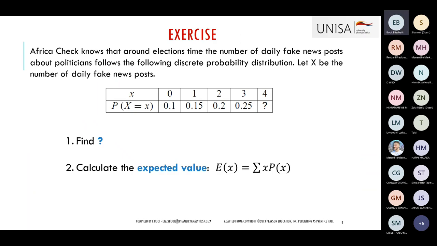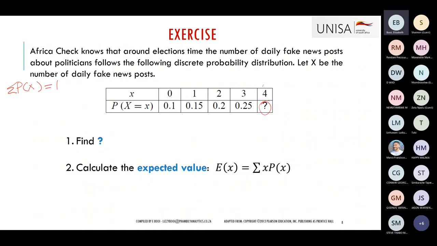Here is your exercise. Based on what we just learned, we know that the sum of all probabilities equals 1. On this table that we have, there is a question mark. Therefore, it means we don't know what the probability that corresponds with outcome 4 is.